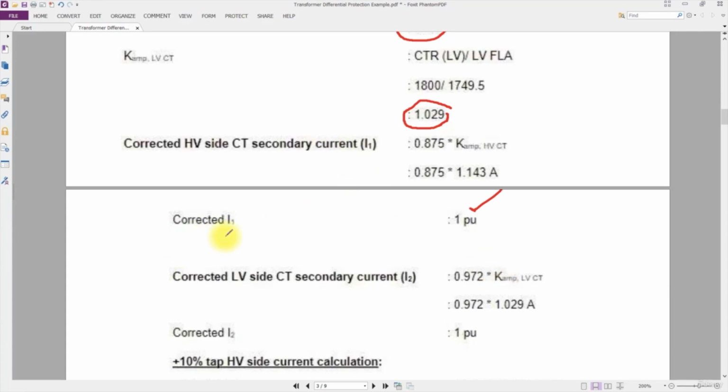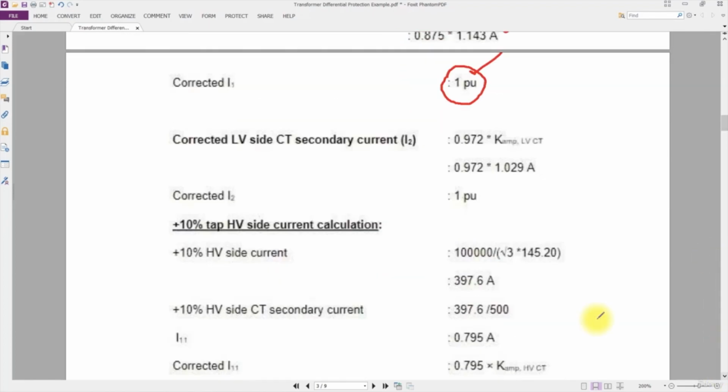In the same way, it means that this is the current which is flowing at the secondary side. So when you multiply it with this factor 1.143, you will get 1 per unit, and the relay will multiply this correction factor to the actual secondary current, and it will get 1 per unit at the HV side. So we will see the LV correction factor.